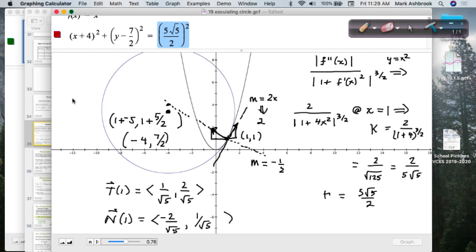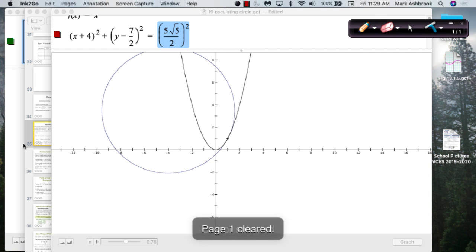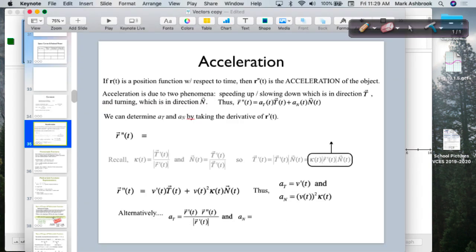Okay, any questions on what we did? Did you follow all this? Follow all the logic? Okay. Pretty cool. So that's curvature and osculating circle. Any questions? Let's talk a little bit about acceleration. Oh, no, before we do that.